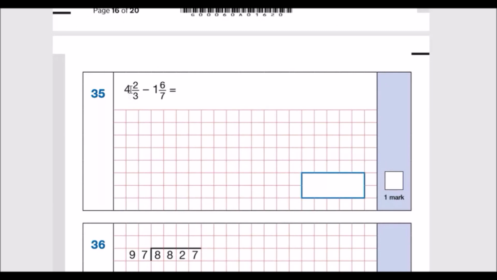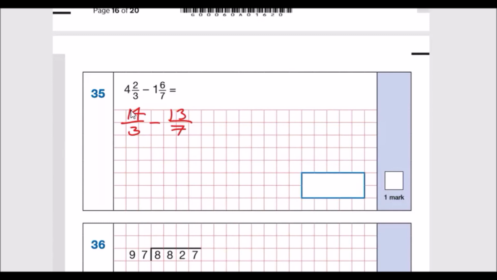Okay, let's do 35 first. So we've got 4 2/3 minus 1 6/7. Okay, this looks really, really scary, but it's not. Do what we always do, yeah? Let's convert these firstly into improper fractions. So the first one, 4 2/3: 4 times 3 is 12, add 2 and it will give you 14/3. Do the same here. 1 times 7 is 7, plus 6 is 13/7.